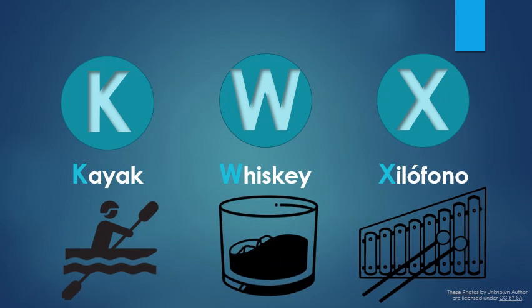So K in kayak, W in whiskey, and X in xylophone. Xylophone, of course. What other X word can you think of in English? Whiskey is a word that was borrowed from English, and kayak was a Native American word that was indirectly borrowed through English. All right, so keep that in mind. W's are actually very rare in Spanish. Instead, interestingly, they prefer to use a GW. That tends to be pretty common for the W sound.